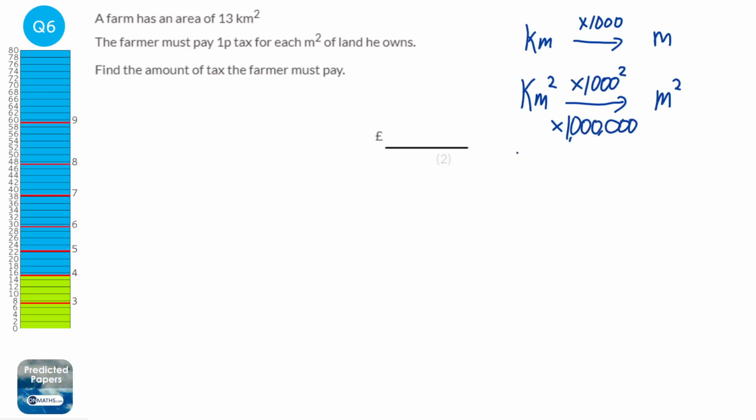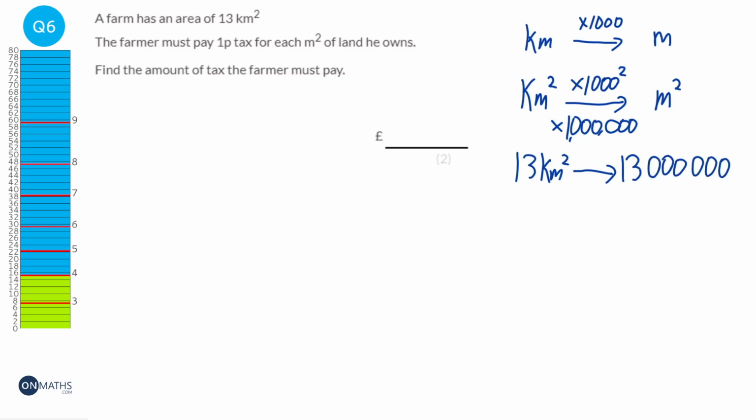So 13 kilometers squared is going to be the 13, and then it's going to be times by a million. So 1, 2, 3, 1, 2, 3. So it's going to be 13 million. Now, it says here the farmer must pay 1 pence tax for every metre squared. So this is going to be 13 million metres squared. And so that's going to cost him, or her, 13 million pence.